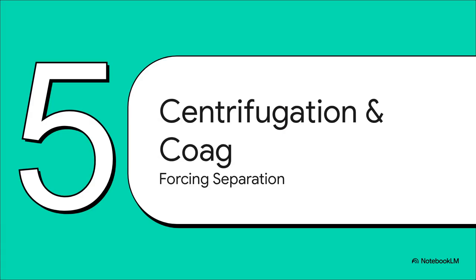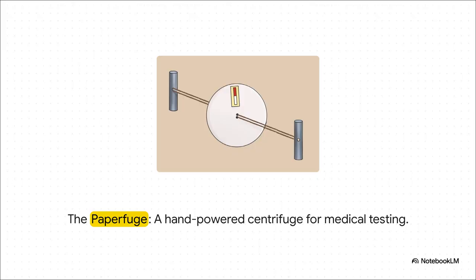Next up is Section 5, Centrifugation and Coagulation Methods, Forcing Separation. Normally, centrifugation uses rapid spinning to force heavier particles outward. It's exactly how modern hospitals separate red blood cells from plasma. But electric centrifuges are expensive and, well, they require electricity.